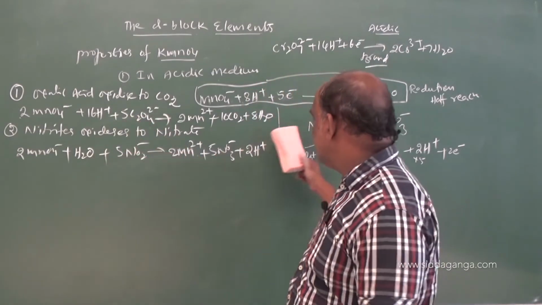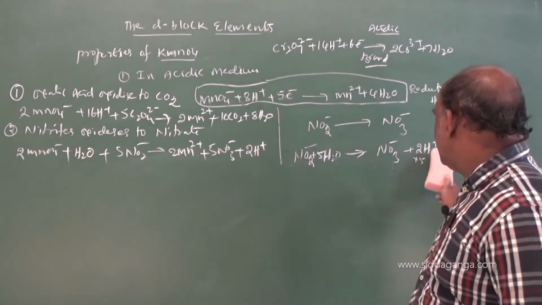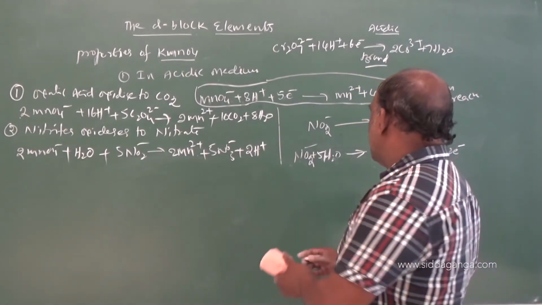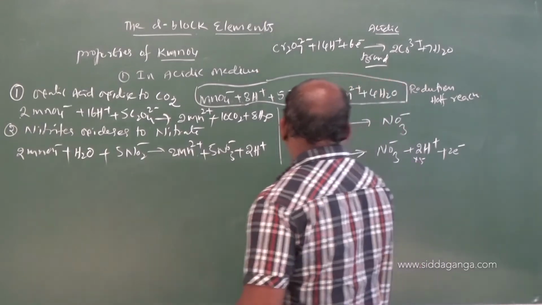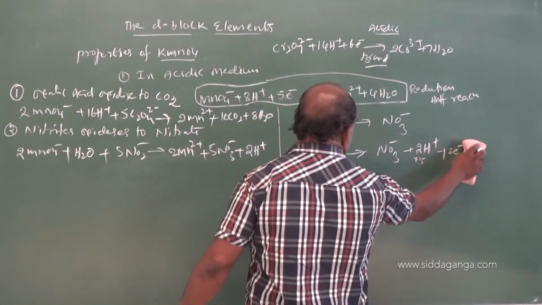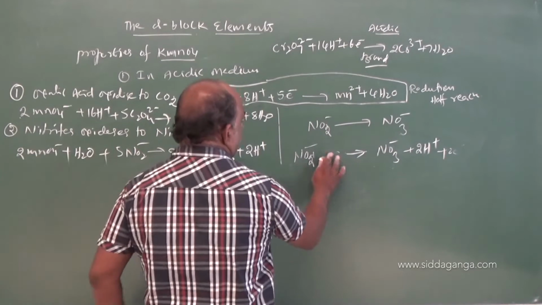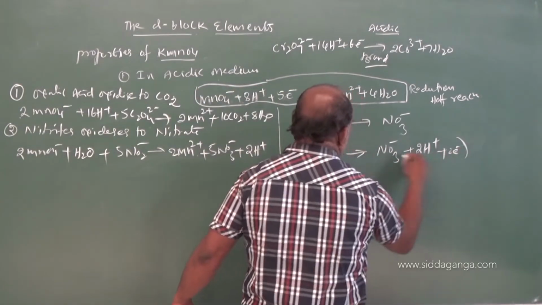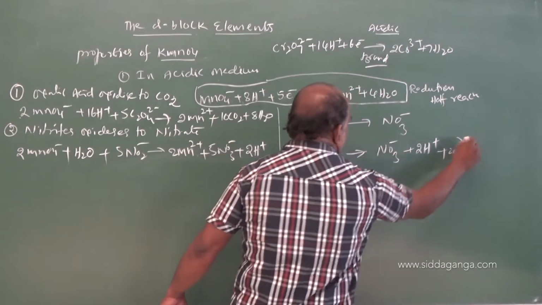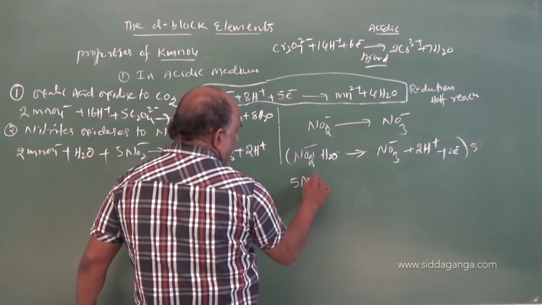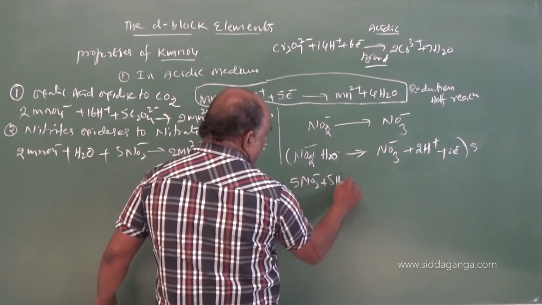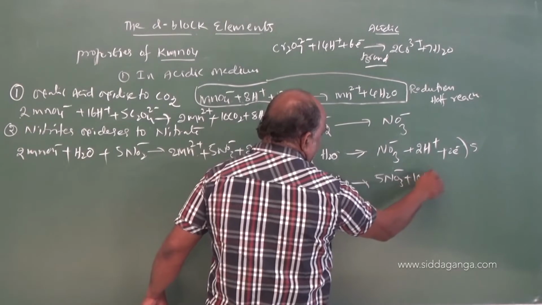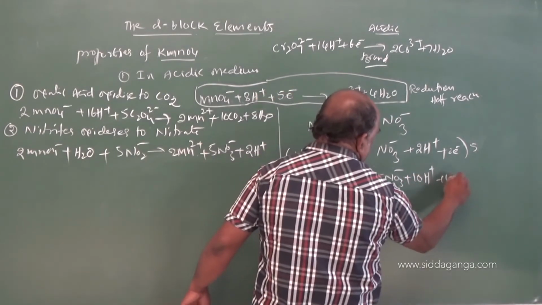In this equation, how many electrons are involved? 2 electrons are involved. To avoid confusion we will do one thing: multiply the H2O and 2 electrons with 5. Then we get 5NO2 minus plus 5H2O gives 5NO3 minus plus 10H plus plus 10 electrons.